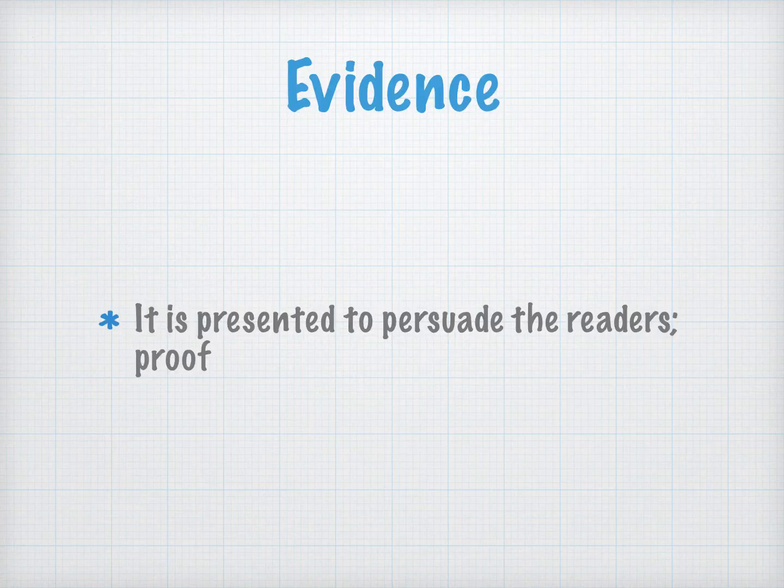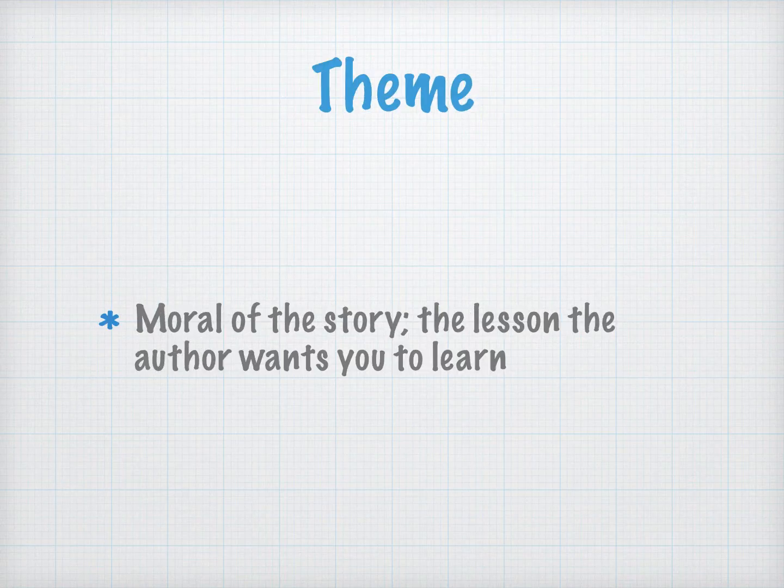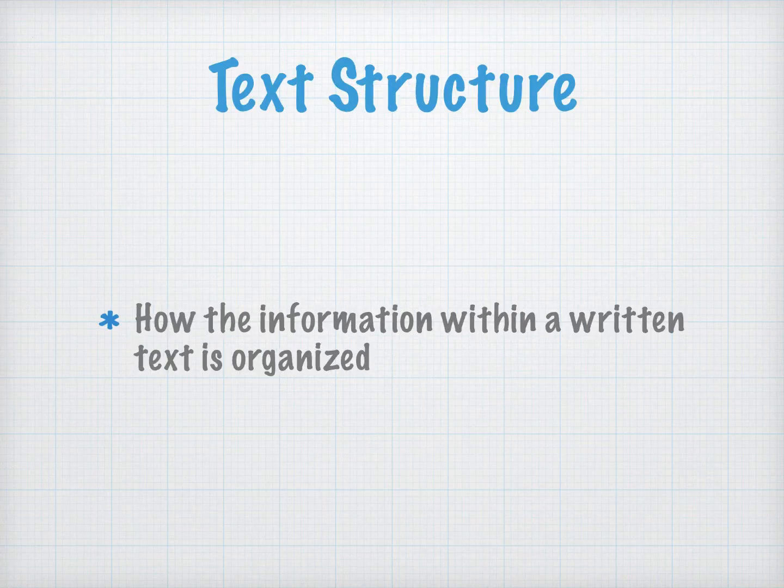So you know what your evidence is. You got to use it to help prove your claim, to back it up, persuade your readers. You have theme, that's the lesson that the author wants you to learn. It's what you're supposed to get out of after you read that story. Then you have your text structure, which you all know, it's how the story is organized. So you're going to look for your description, compare and contrast, problem and solution, and so on and so forth.